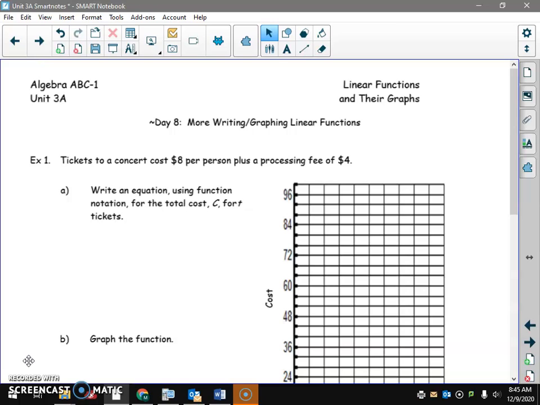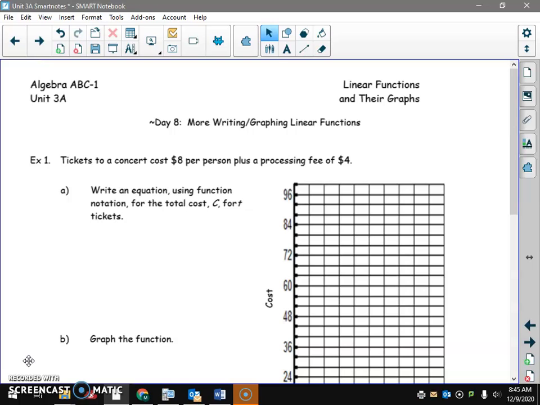Word problems again. And we talked on Day 7 about the very last example, creating a function, and we like the word "per" because that's what gets the x. So let's read our first question, see what we're talking about. Let's create an equation, then we'll graph it, then we'll answer some questions.